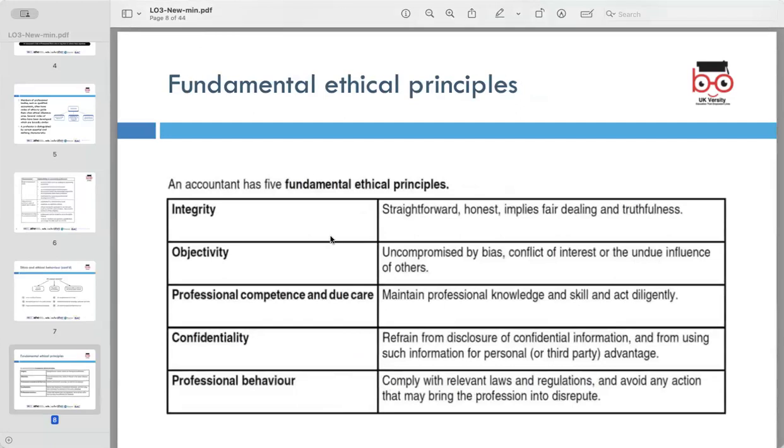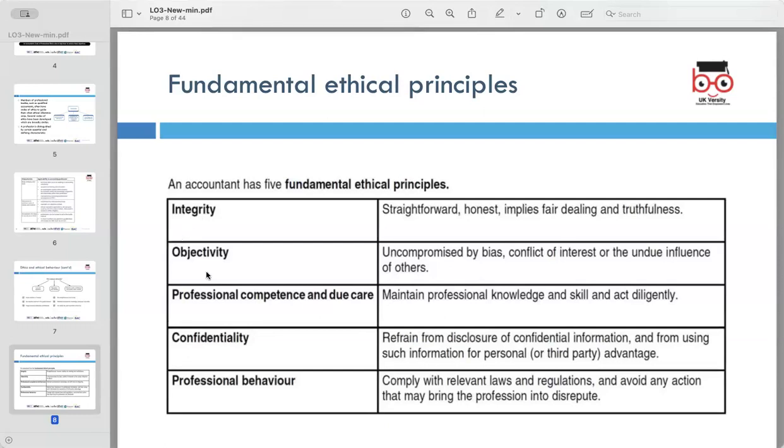So, fundamental ethical principles. Accountants are basically guided by five fundamental ethical principles that underpin their professional conduct. Integrity is the first one. Integrity is paramount, requiring honesty, fairness, and truthfulness in all dealings. Objectivity ensures professionals remain unbiased and free from conflicts of interest or undue influence, allowing them to act in the best interest of the public.